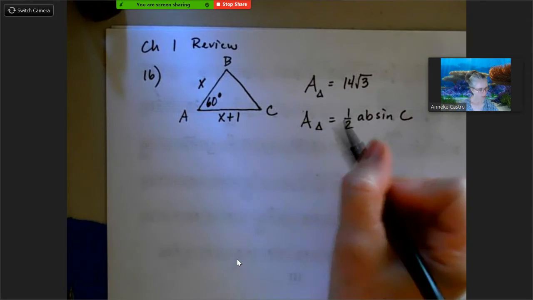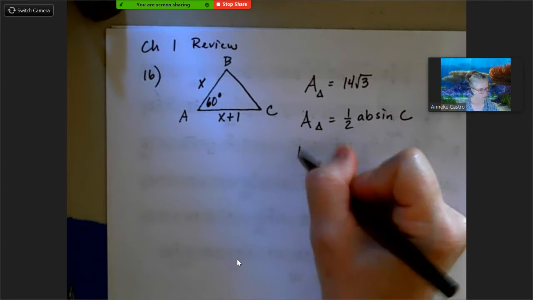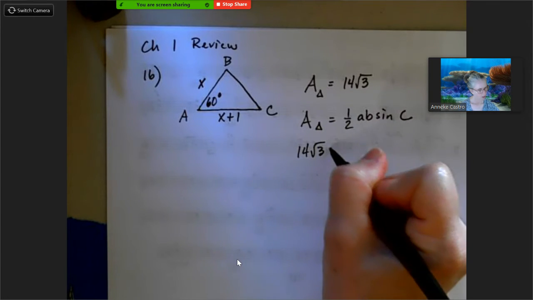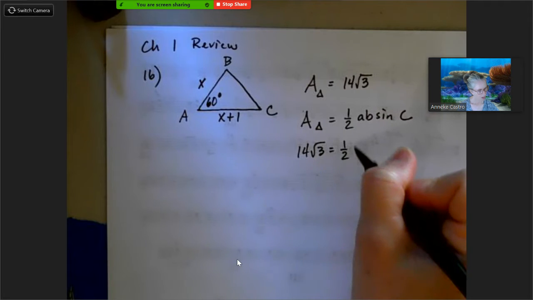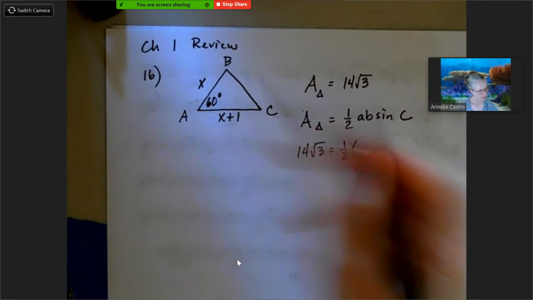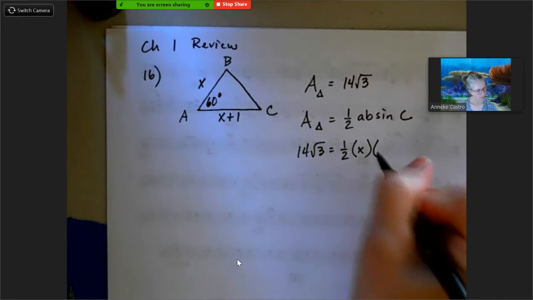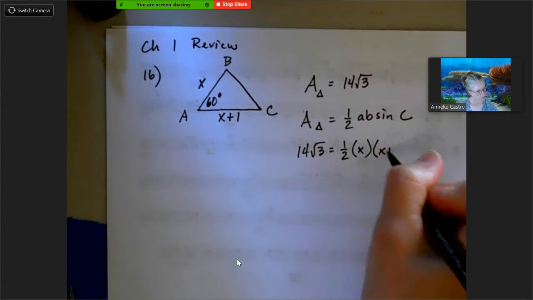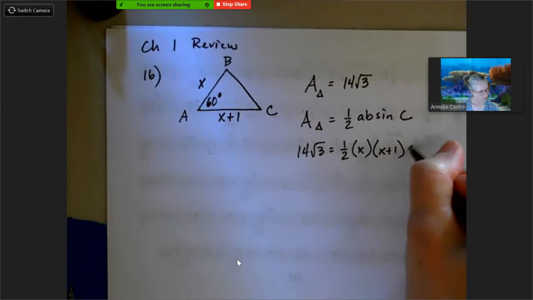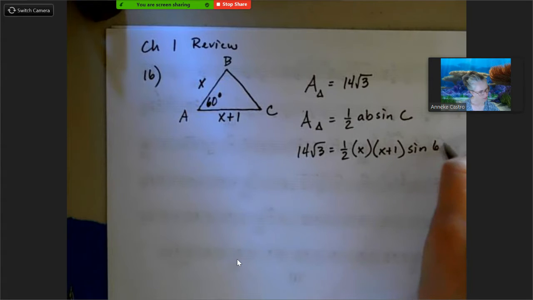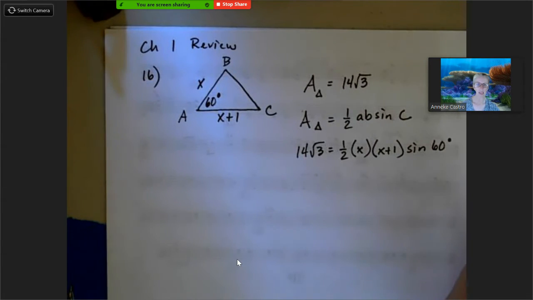Let's go ahead and fill in everything we know. I know the area is 14 root 3. So I have 1/2 times side a is x, side b is x plus 1, and sine of 60 degrees. Okay, if this was a no calculator test, we could actually figure out what the sine of 60 is using our unit circle. But guess what? We get to use our calculator.